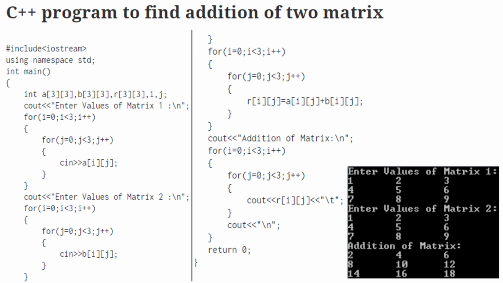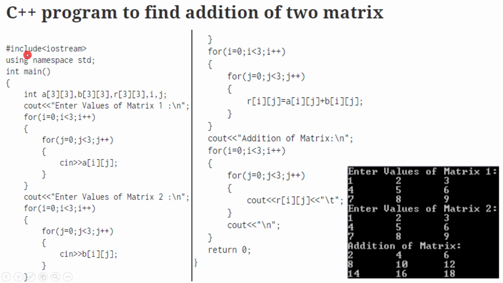Yeah, the next program is to find the addition of two matrices. You have two matrices, matrix 1 and matrix 2. Then how to add them? It's very clear to you that you have to input the values of matrix 1 and matrix 2 in the first stage, and then you have to put another matrix equal to A plus B, or matrix 1 plus matrix 2. Let's see how it's happening.